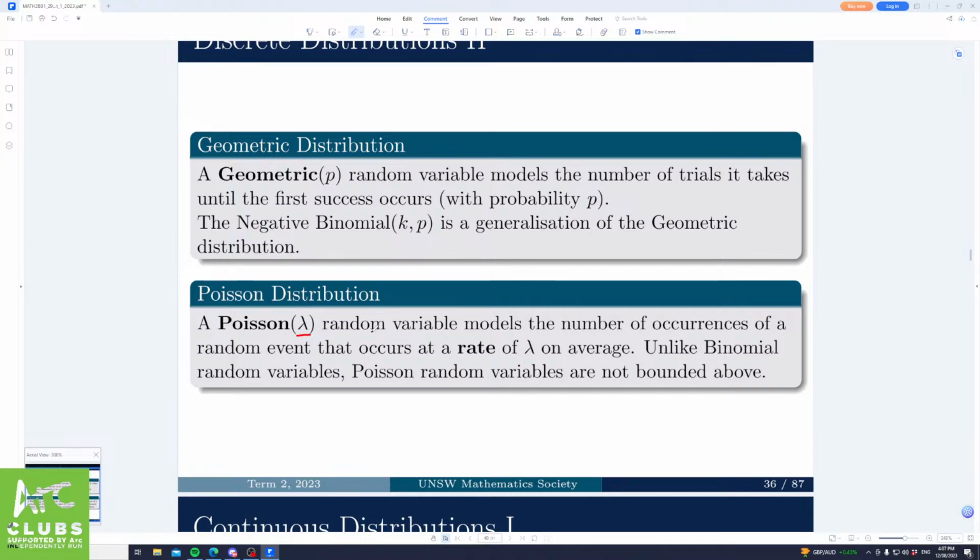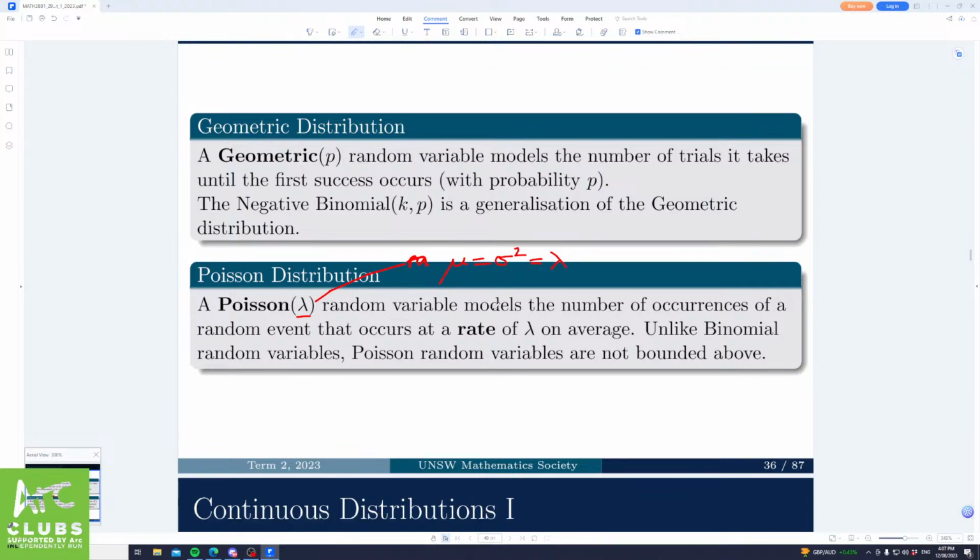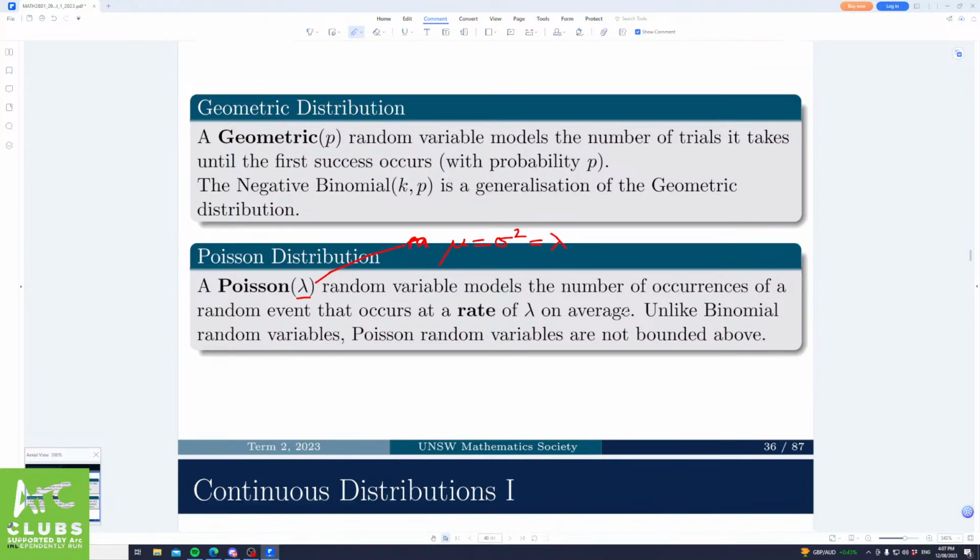Poisson, so there's one parameter, lambda. For Poisson, it's pretty useful to know off the top of your head that mu and your variance are both equal to lambda. But that's on the formula sheet. And it basically models the number of occurrences of a random event at a rate of lambda on average. So if you know that there are 3 people coming to a pizza shop every hour, your lambda would be equal to 3, and your Poisson 3 would model the number of people coming to the shop in that hour.